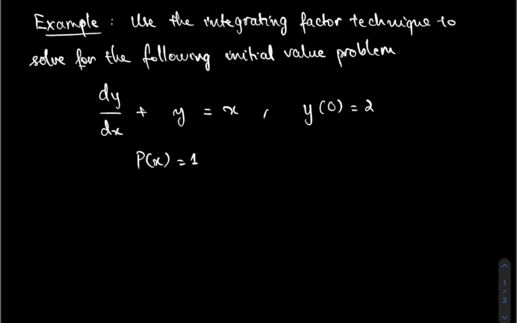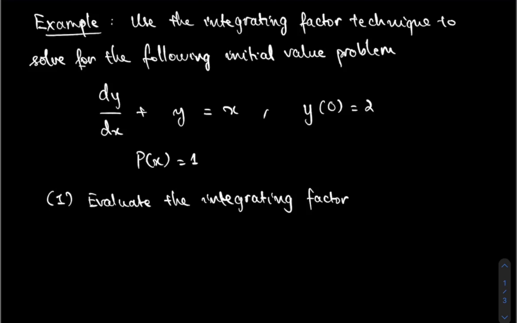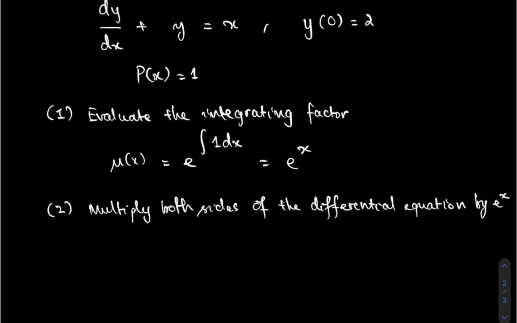Now let's follow the procedure that we have earlier. First step, evaluate the integrating factor. That is mu of x equal to e to the power integral of 1 times dx. The antiderivative of 1 is just x. So the integrating factor is e to the x. Next, you need to multiply both sides of the differential equation by e to the x. That is e to the x times dy dx plus e to the x times y equal to e to the x times x.